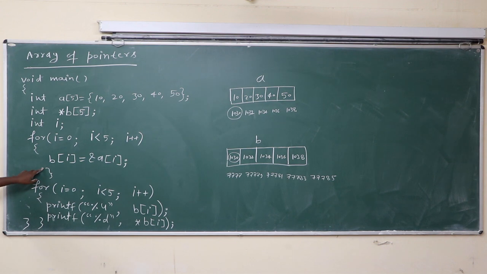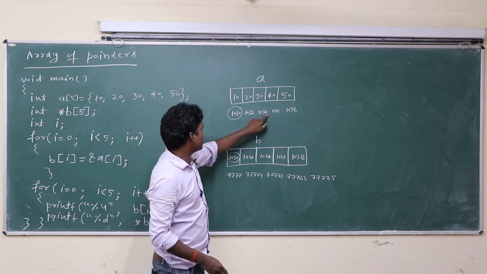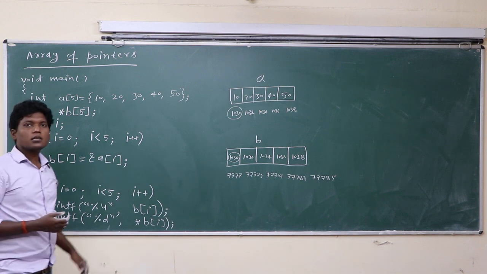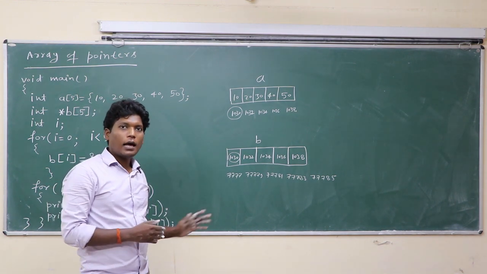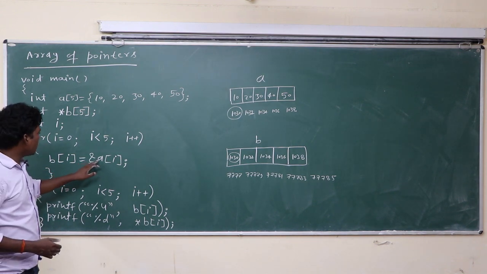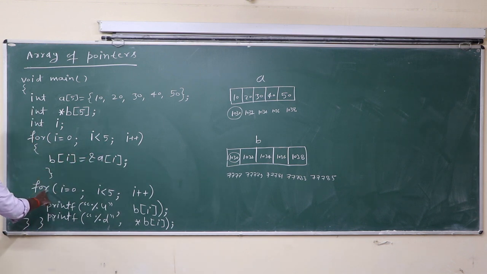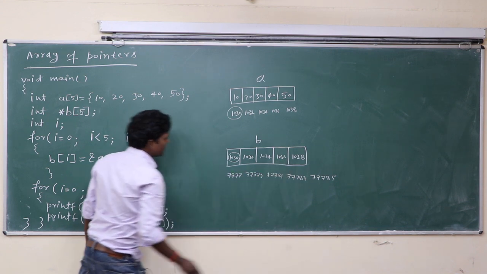When the loop exits, all addresses of these blocks are assigned to array B. Okay, so the addresses of the elements of array A are assigned to array B. When the loop is finished, when control exits from this loop, the addresses of each block of array A are assigned to array B. Now we are going to print these addresses.